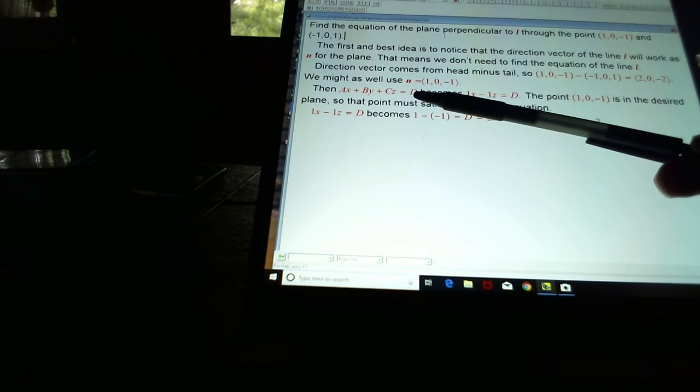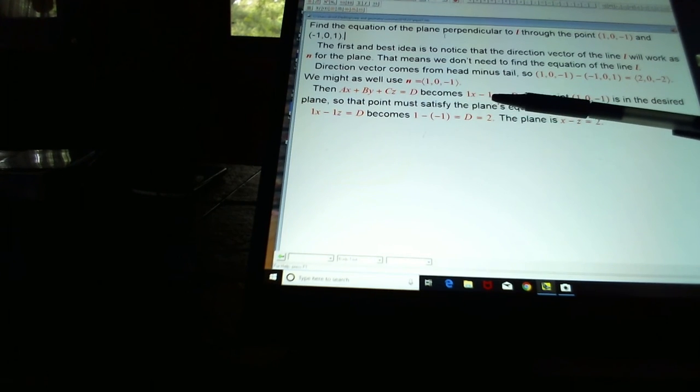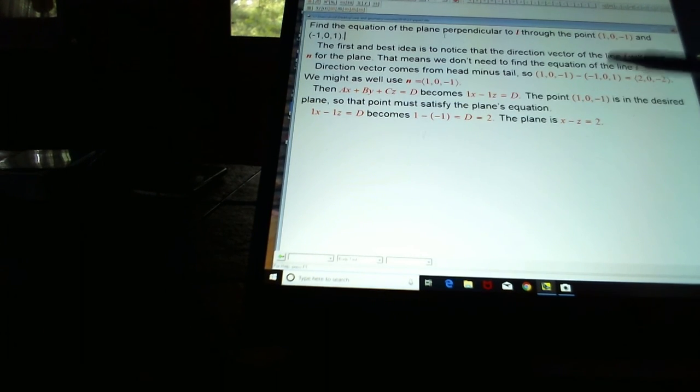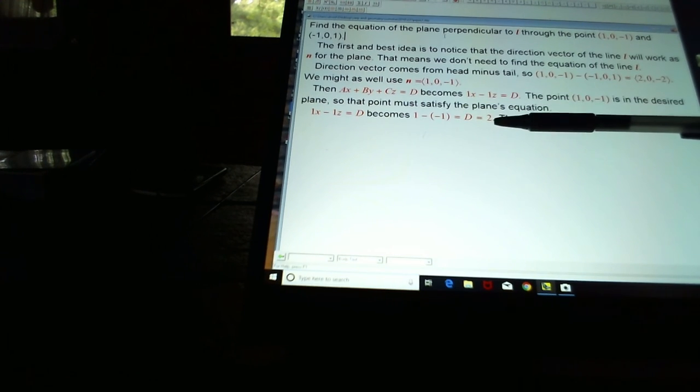So anyway, this is the generic equation of the plane right there. I've got numbers for the big A and the big C. The big B is a 0. So I get x minus z equals d, and we have a point that has to be in the plane. So this has to satisfy the equation of the plane. So just substituting in for x and z, I find out what d is. So d turns out to be 2. The plane has this equation.